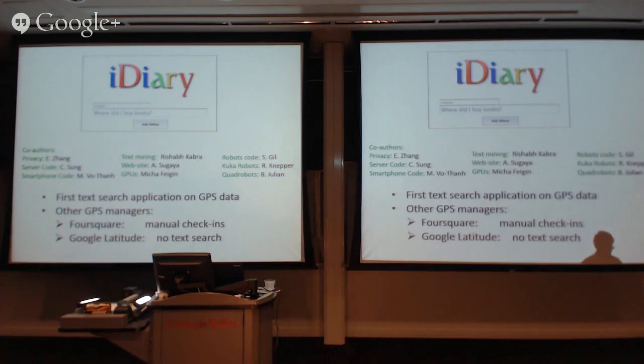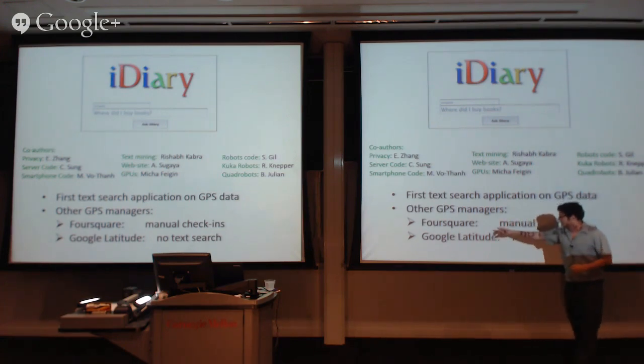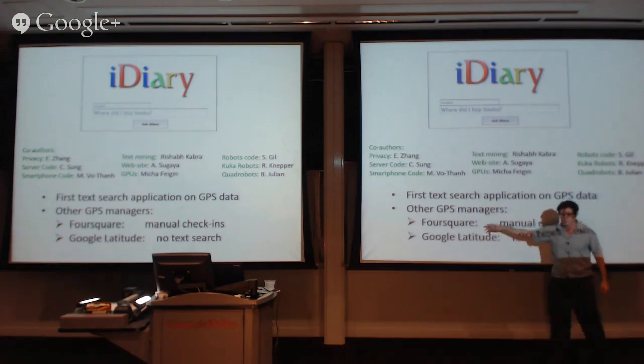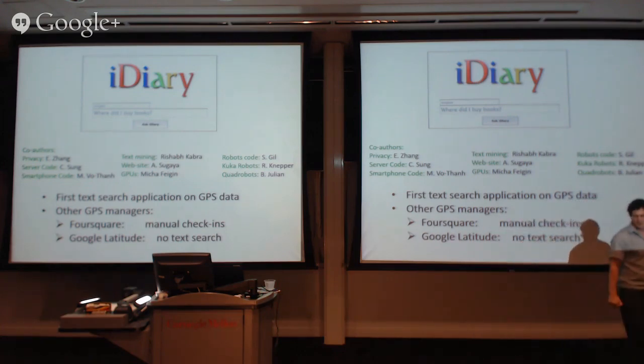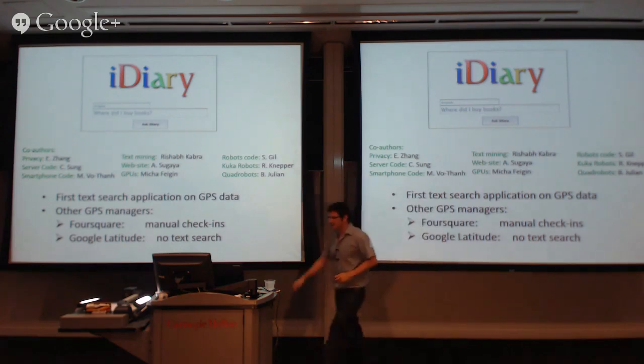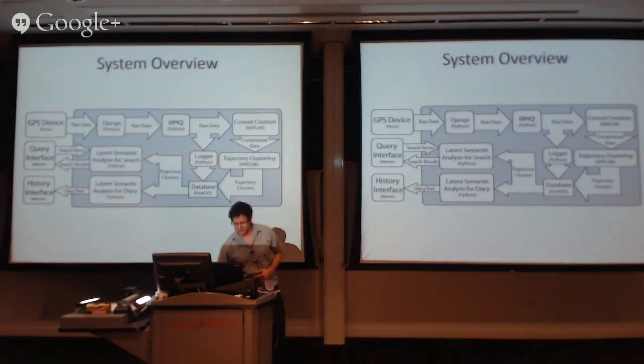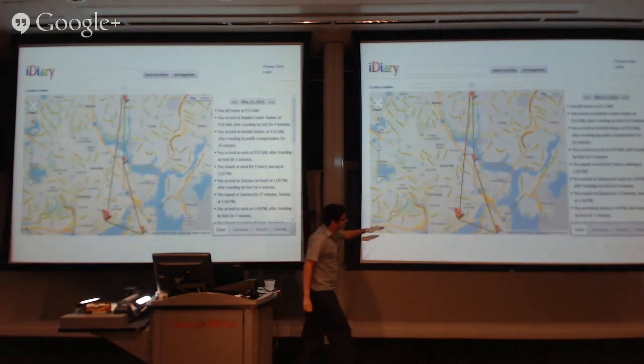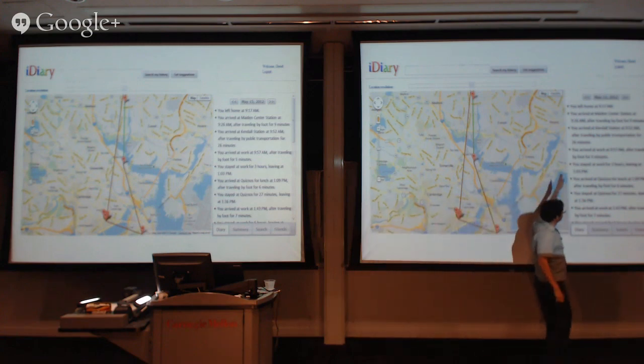You can actually write free text and get a summary of results. And there are other applications like Foursquare, where you actually physically check in, and Google Latitude, where there is no text search, which was really strange for working with a Google application without a search line. But in general, we try to have this text line, and after you send all the data to the system, you have a text summary for all the data, totally automatically.